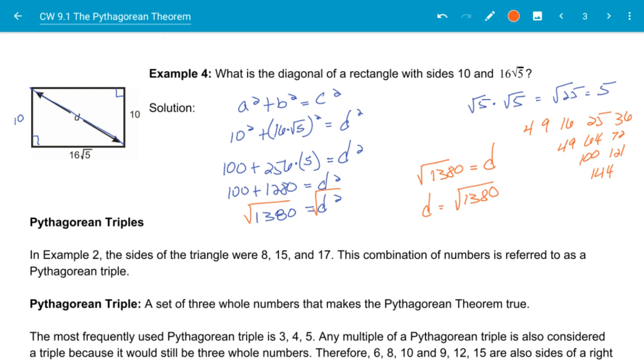And if I say 1380 divided by 4, I get 345. So the square root of 4 times the square root of 345 will give me d is equal to 2 square root of 345. And the question is, are there any other perfect squares in 345? And you would go through that whole process again. And when you did that, you would find out that, well, no, there are no other perfect squares in 345.